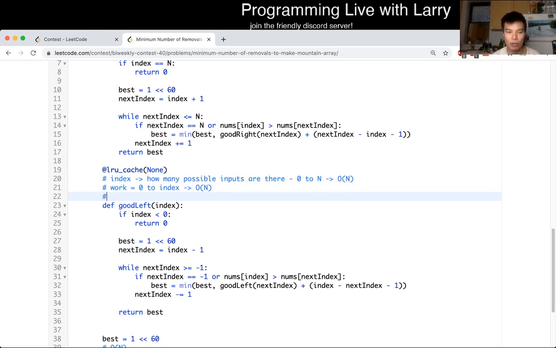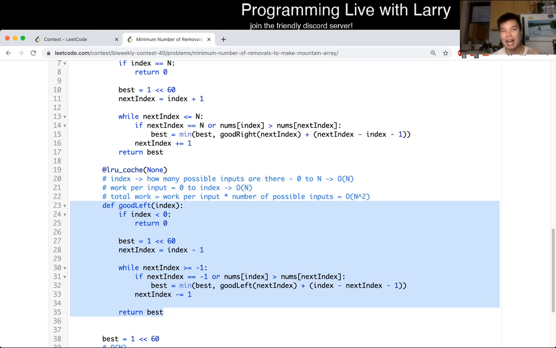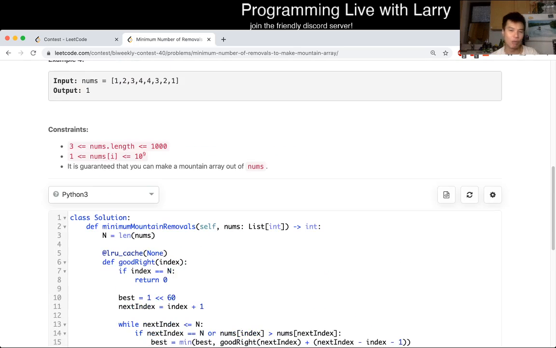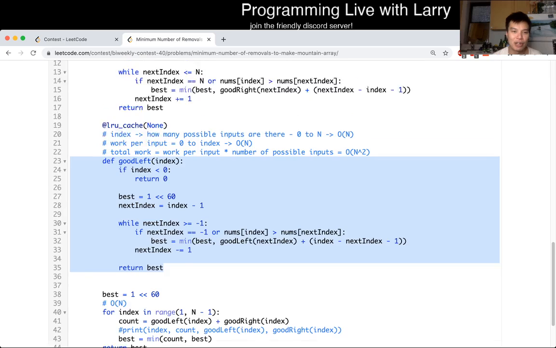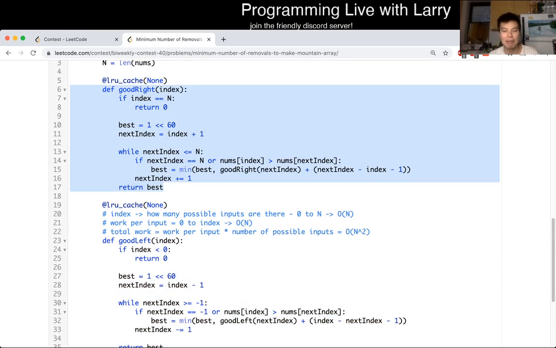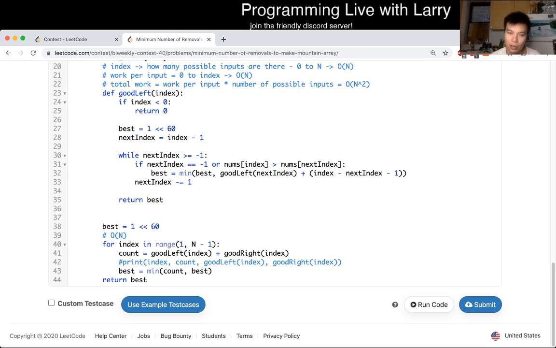So total work is equal to work per input times the number of possible inputs. That's going to be O of n squared as a result. So this entire thing in aggregate is going to be n squared. And given that n is just 1,000, this is sufficient and good enough time for the function. And of course, by symmetry, good right also has the same complexity, n squared, and the entire algorithm ends up being n squared in total.